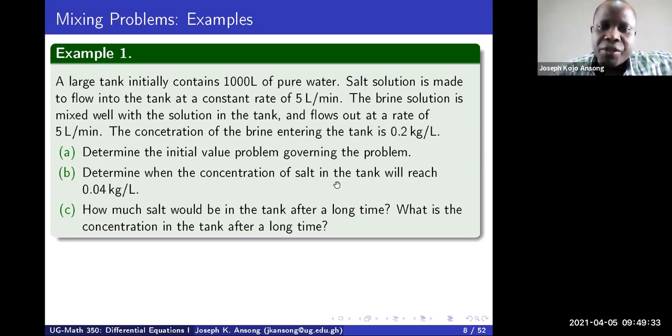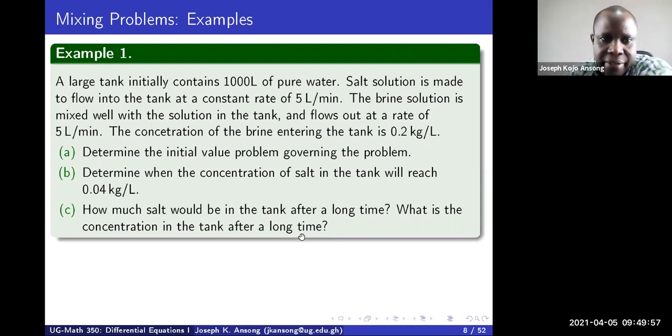B, determine when the concentration of salt in the tank will reach 0.04 kilograms per liter, and how much salt will be in the tank after a long time. What do you mean by a long time? We'll discuss that. What is the concentration in the tank after a long time? So you want the amount and the concentration after a long time. What do you get? Okay, good.